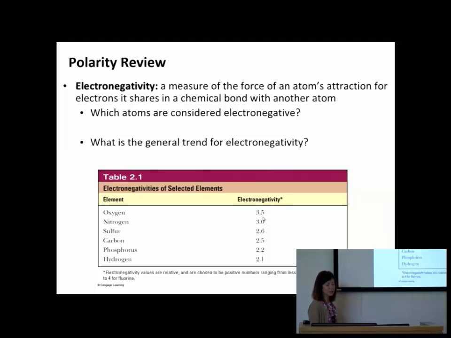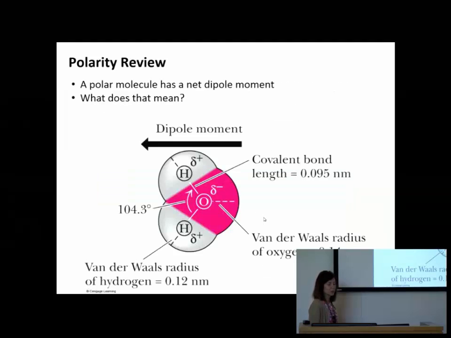Now, these electronegativity values are relative. They're not something that we can measure. What we can measure is the dipole moment. And this is incorrect. You need to change your notes to have the arrow go the other way.